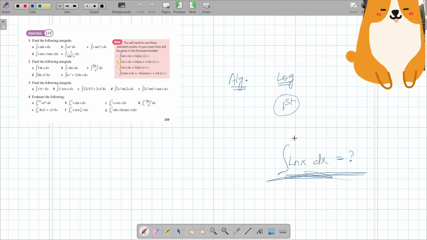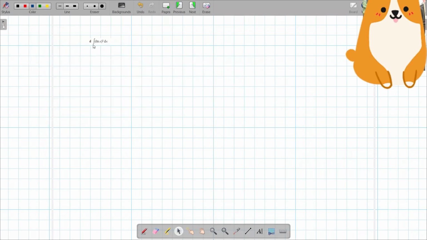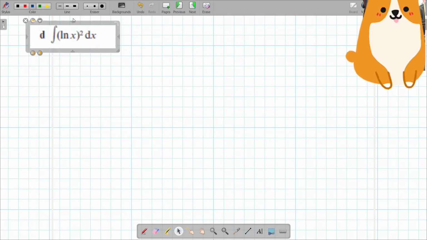Oh wait, I see the derivatives. Okay. Next. What about the integral of (ln x) squared? Yeah, 2D. Sorry. Let's do it. Hmm, 2D you said? Yeah. Let's do it. So what is the idea?